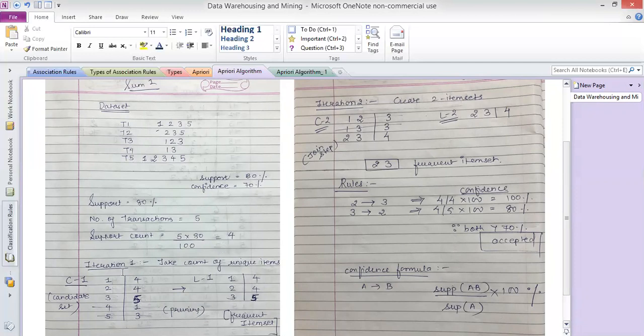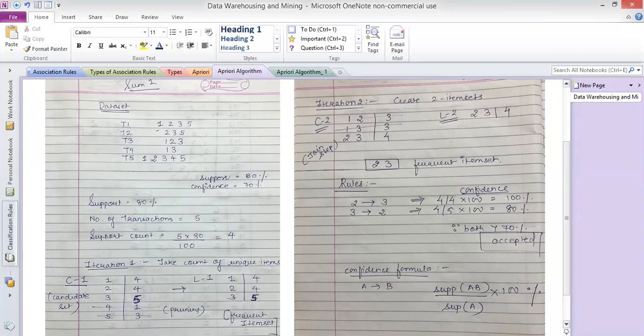Okay. Here comes the first iteration. Initially you have to take a count of unique items. By unique items, I mean, in this entire data set, how many unique items are there? You can see there are 5 unique items, namely 1, 2, 3, 4, and 5. You write down these items 1, 2, 3, 4, and 5, and you start counting how many transactions contain these items. Say for 1, we have 1, 2, 3, and 4. For 2, we have 1, 2, 3, and 4. For 3, we have 1, 2, 3, 4, and 5. For 4, we have only 1. For 5, we've got 1, 2, and 3. So that's what I've done. I've taken a count here.